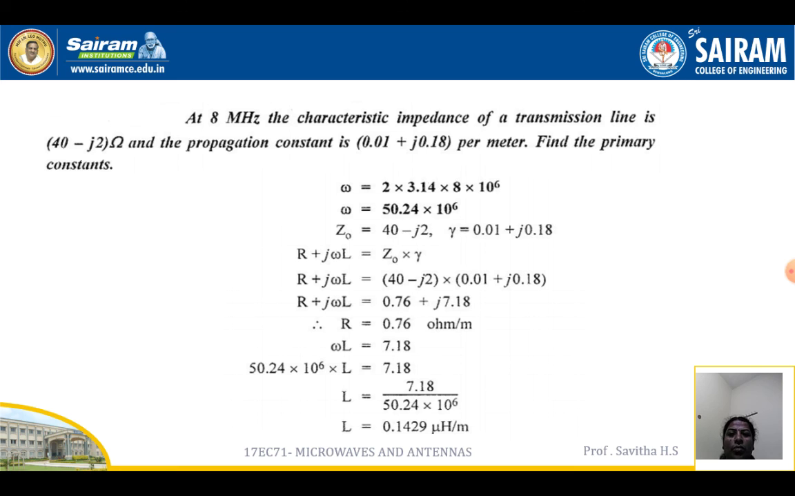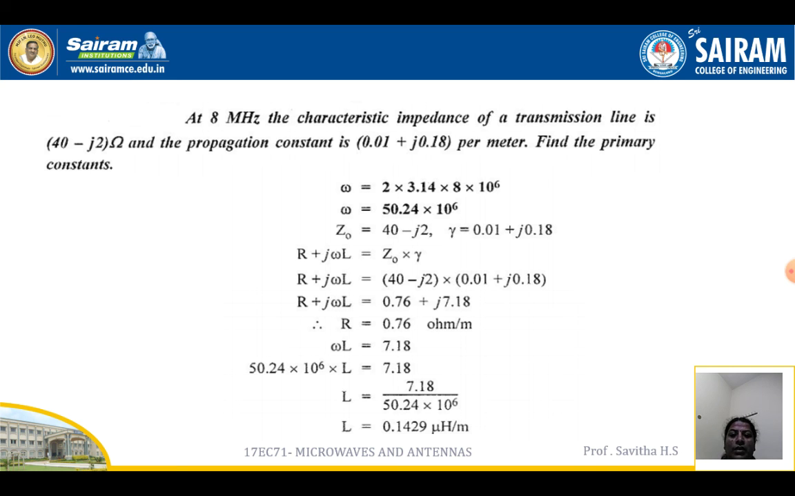Here in the problem they have given 8 megahertz, the characteristic impedance of a transmission line is 40 − j2, and the propagation constant is 0.01 + j0.18 per meter. Find the primary constants. The frequency is given, so we can find the omega value. Omega is 2πf, so omega is 50.24 × 10^6, and Z0 is 40 − j2. Gamma is 0.01 + j0.18.